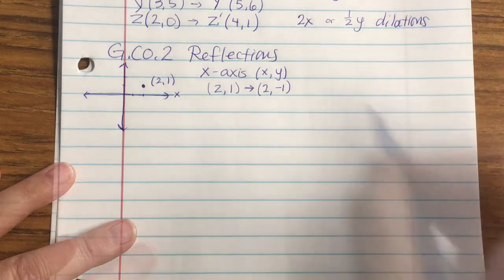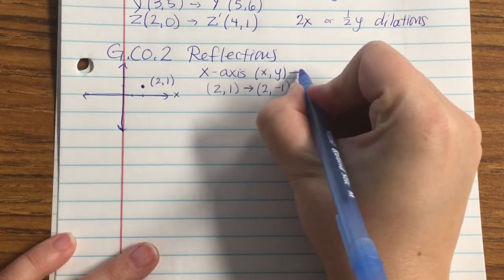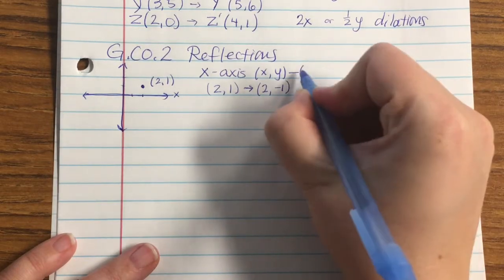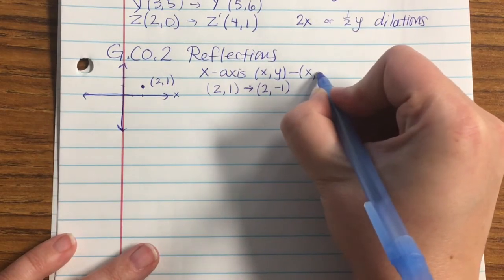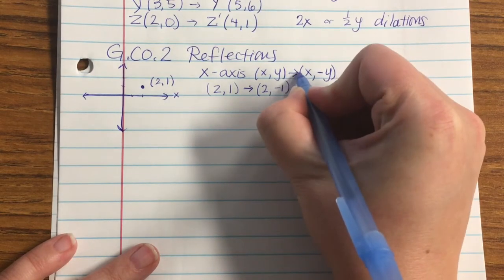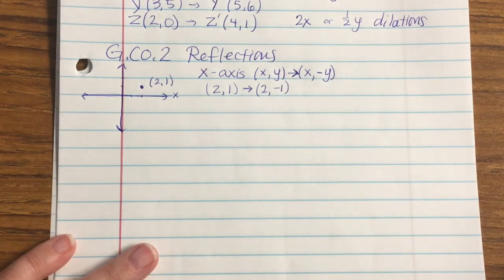So the rule is that the x stays the same, and the y is the opposite of whatever it was. So the x-axis goes like that.